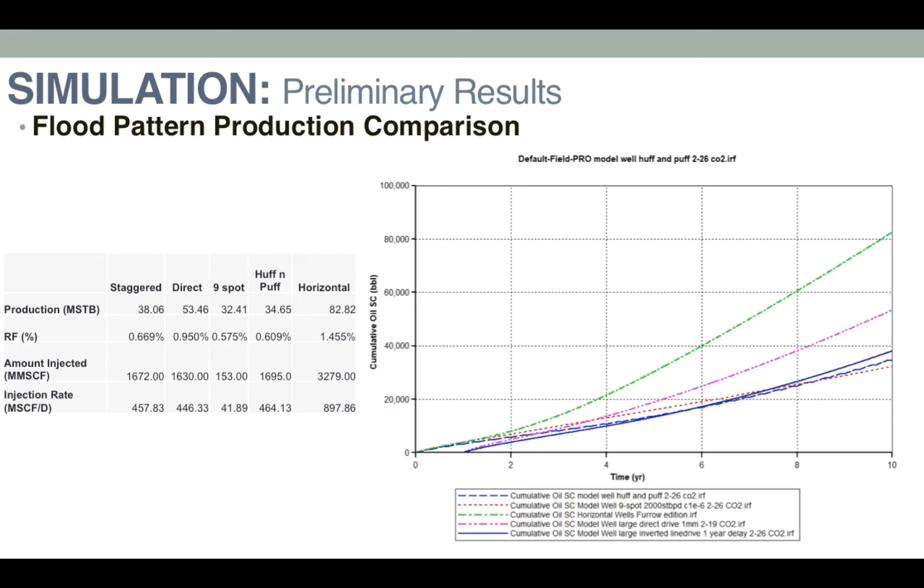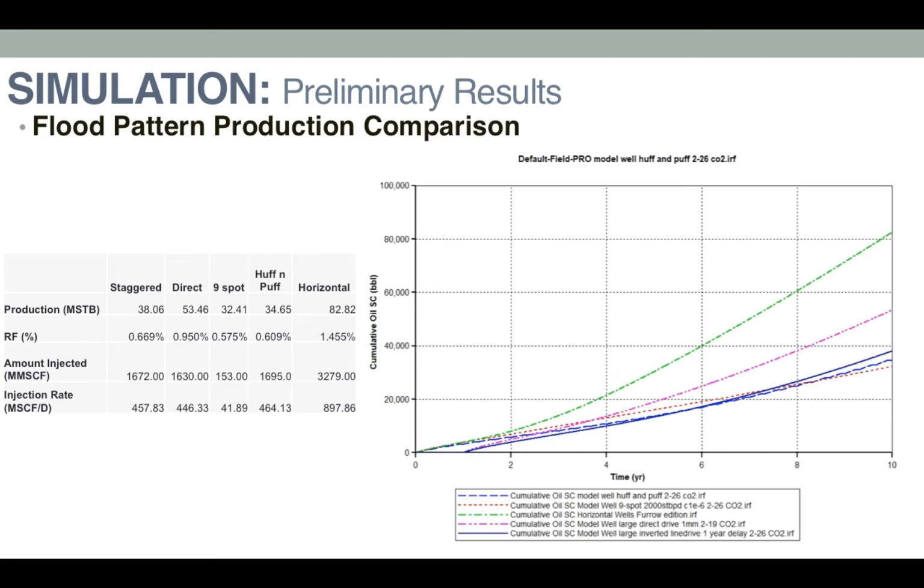For the horizontal wells, the production was the greatest at a little over 82,000 barrels. The recovery factor was a little over 1.4%. And as you see on the trend, it is actually a little exponential. The oil produced per day was increasing as time went on, which is good because if we went on for longer than 10 years, our production would have been exponentially higher.